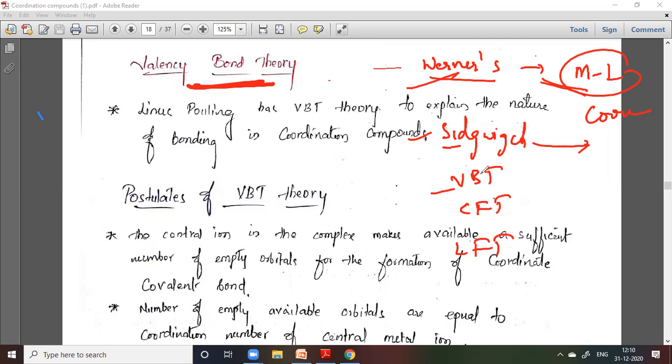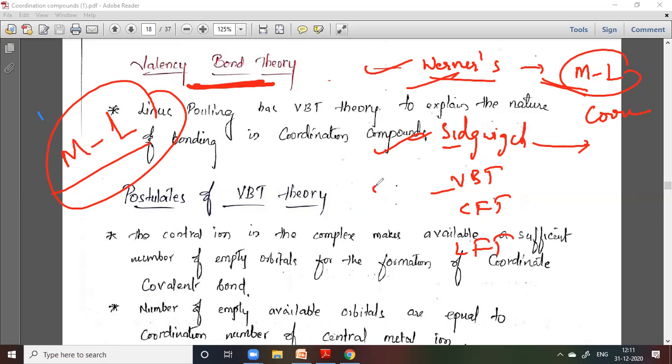VBT gave certain postulates, and those postulates are very helpful to explain the metal ligand bonding nature. Actually, this VBT theory can even explain the magnetic properties, which I will explain in this session. But now you should understand one thing here. To explain the bonding nature between the metal and ligand, there are a lot of theories. చాలా theories లో ఉన్నాయి. అందులో ఒకటి వెర్రర్ అయిపోయింది మనకి. తర్వాత సిడ్జ్వి, తర్వాత VBT theory, that we will explain in this session.